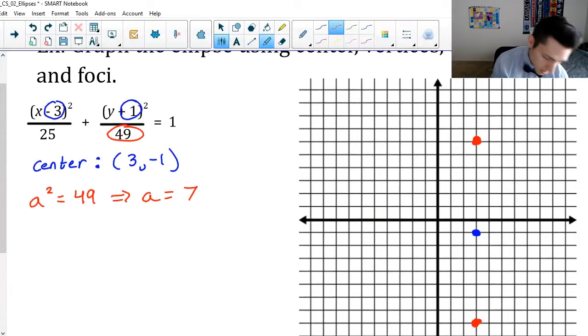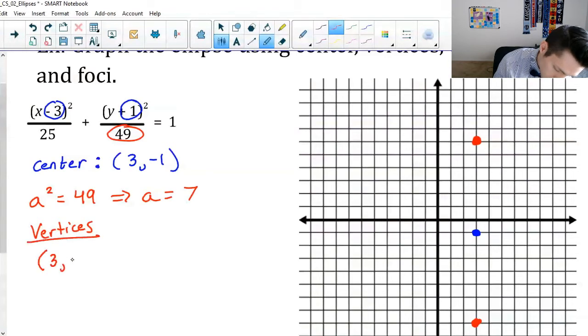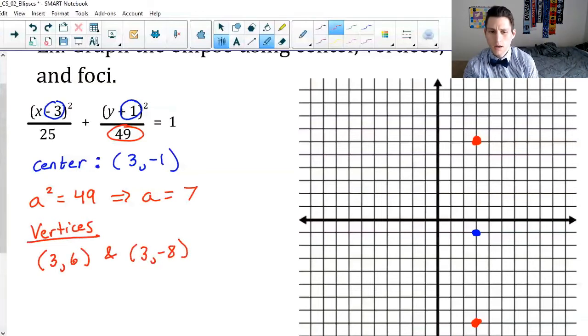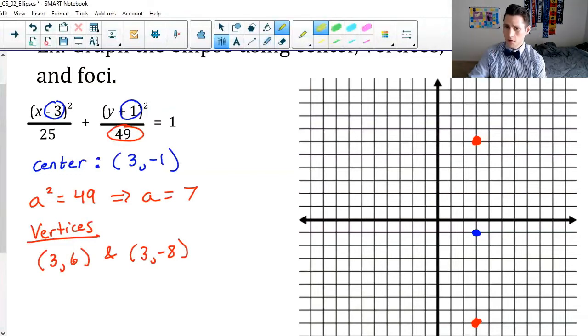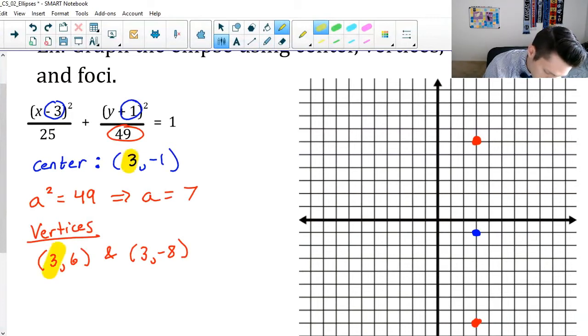So these are my vertices. I'll go ahead and write those down. So that's (3, 6) and (3, -8). Since I know that it's all in a vertical line, I know the x values stay the same, right, of 3, 3, 3.